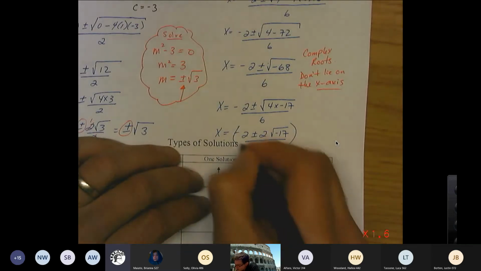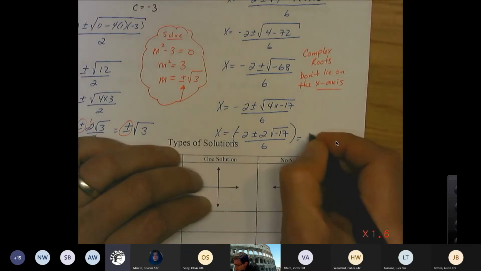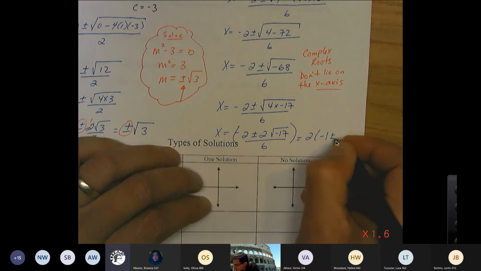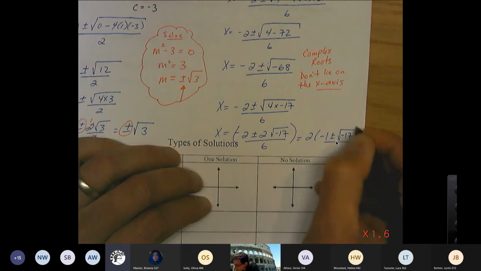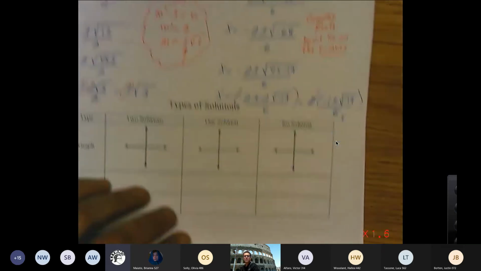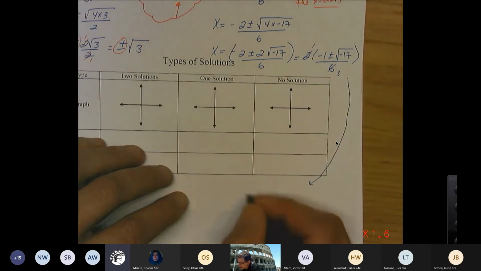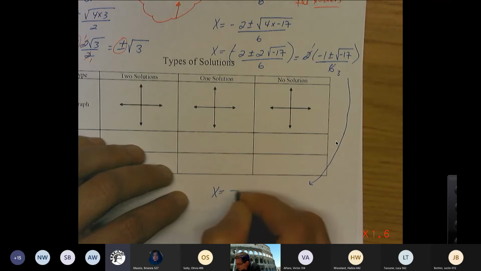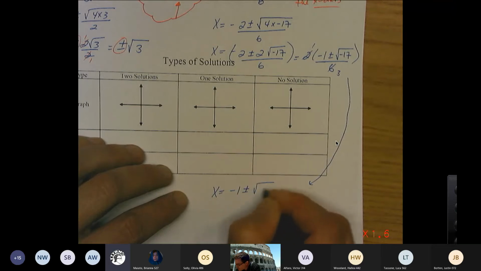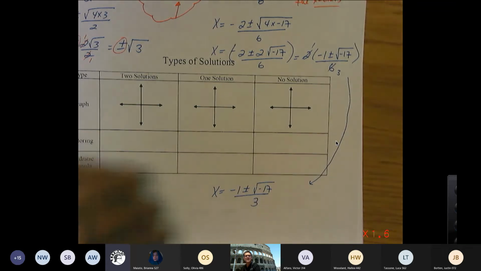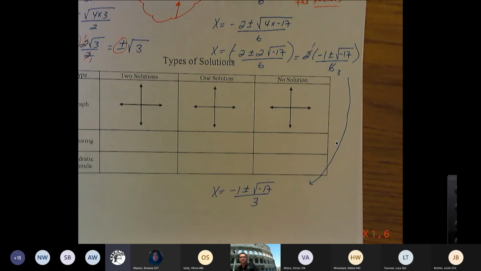I'm going to common factor out the 2. So it's a 2 times (-1 plus or minus root -17) over top of 6. And that 6 and the 2 will reduce to give me a 3. I'm going to come way down here because I ran out of room. And I'm going to say x equals -1 plus or minus root -17 over 3. And that is an answer, people.